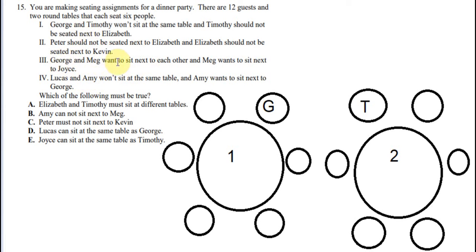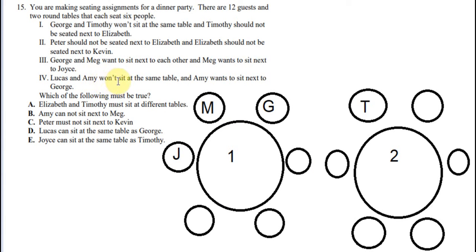George and Matt want to sit next to each other. So we have G here and we have M here. So we know that these 2 people want to sit next to each other. So we have M, and Matt wants to sit next to George. So we have J here.